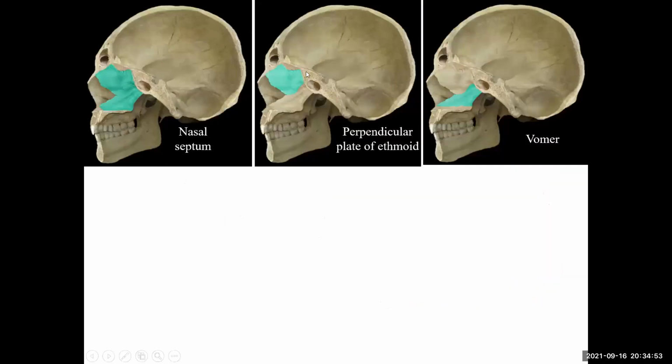All right, just a couple photos here of the bony nasal septum. Perpendicular plate makes up the top portion. The vomer makes up the bottom portion.